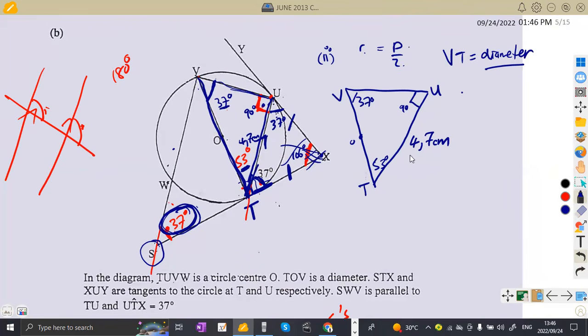radius. Here we have 90 degrees, and that means we can use solving triangles with trigonometrical ratios. We can choose one angle to work with, either 37 or 53. I'm just going to work with this 37 here. Working from 37, this side is my opposite, and VT is the hypotenuse because it's opposite to 90 degrees.